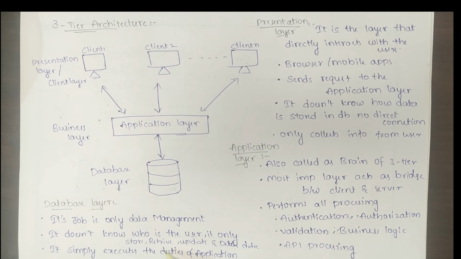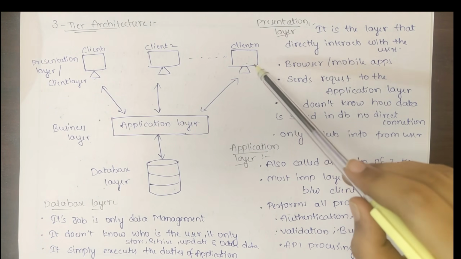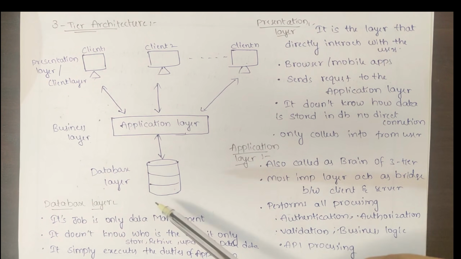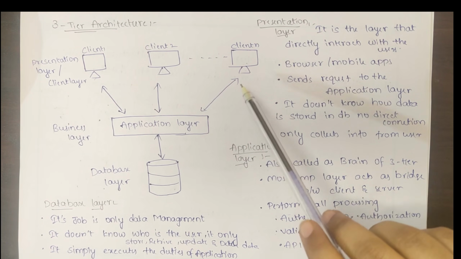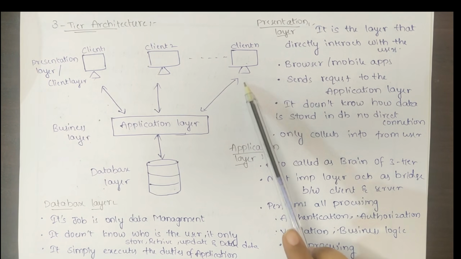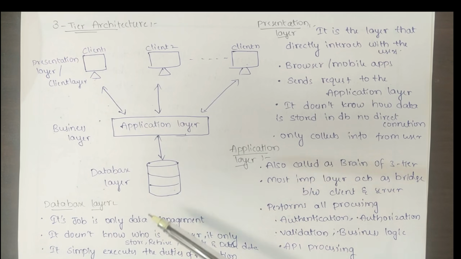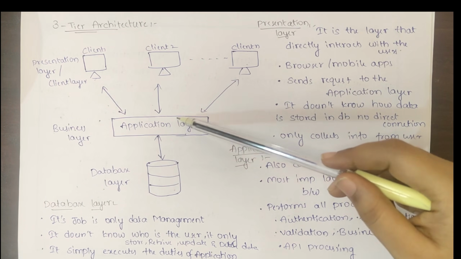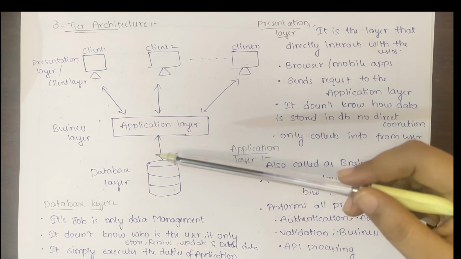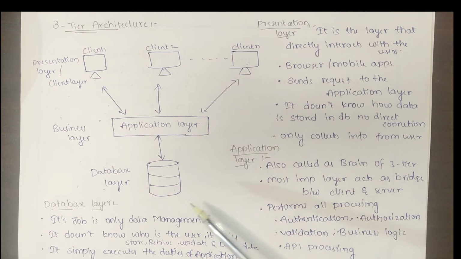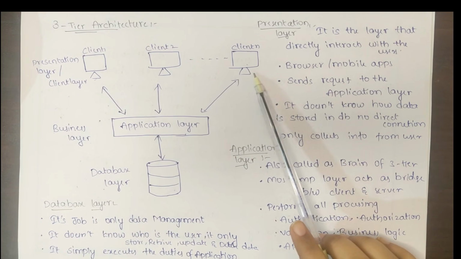In this database layer, the major responsibility is only to manage the data. It only has the responsibility of data management. It does not know where the user is, just as the presentation layer doesn't know where the database layer is. The database layer also doesn't know who the client is and what they are asking for. It only responds to the application layer, and the database searches for whatever the application layer asks and sends it back to the application layer and then to the client. So there is no direct communication between the database and the client either.